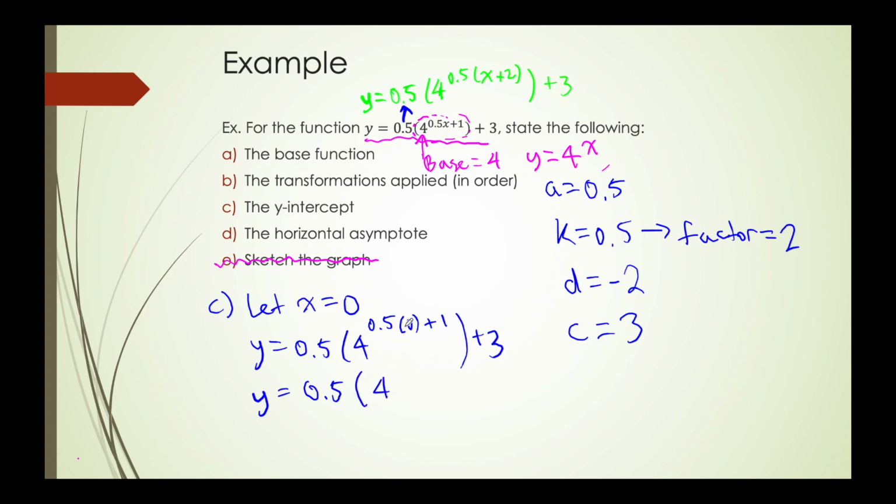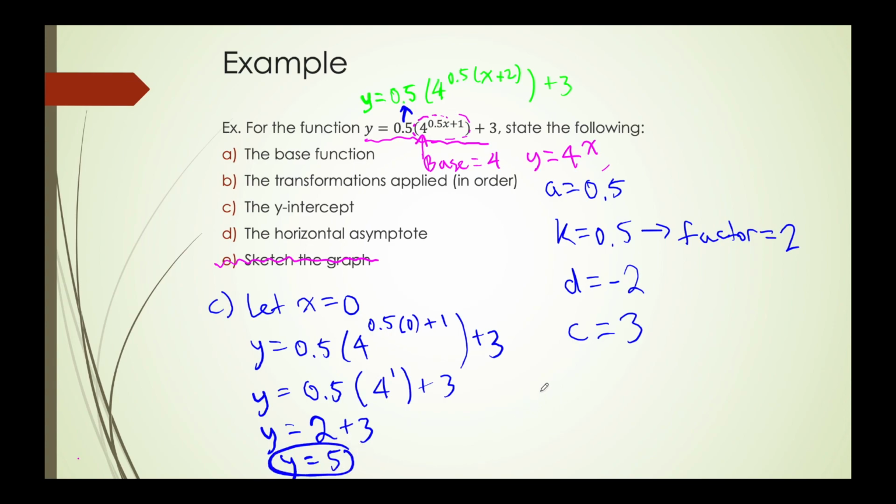This gives me 0 plus 1, so that's just going to be 4 to the power of 1 plus 3. And 4 to the power of 1 is quite easy, that's just 4. And then half of 4, we know that that is equal to 2. So 2 plus 3 gives me a total answer of 5. So that means that my y-intercept is 5.